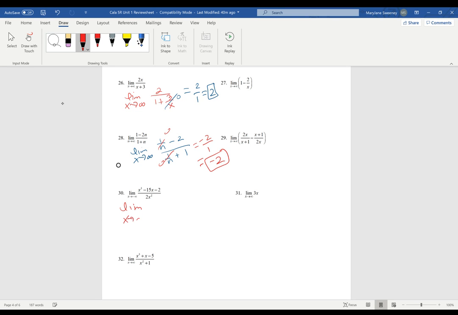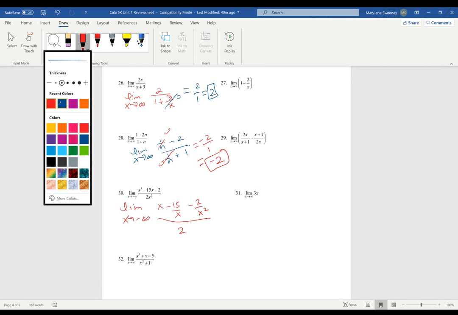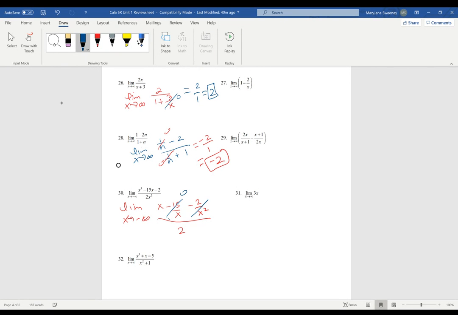Limit as x approaches negative infinity. So still same process. We're going to divide everything by x squared. So that'll leave an x. This will be 15. If I divide that by x squared, I'll have 15 over x. 2 over x squared. Divide by x squared, and I just get 2. So what I want to think of, that goes to 0, that goes to 0.